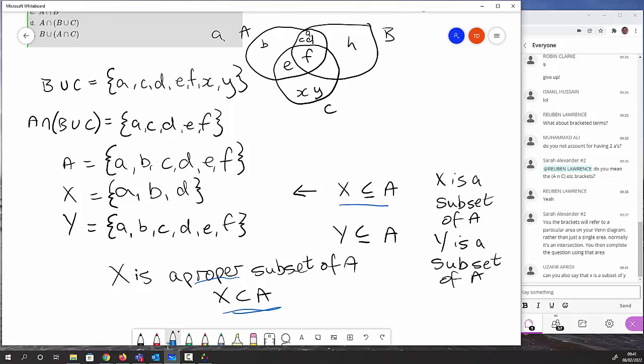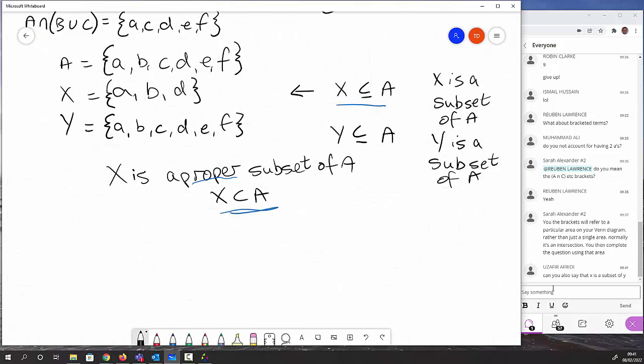Can you also say that X is a subset of Y? Yes, you can. That's also true, because Y is exactly the same as A. So we could say that Y is equal to A. So A is a subset of Y, Y is a subset of A, and X is a subset of both of them. But in fact, X is a proper subset of both of them, because there are elements in Y and A that are not in X.